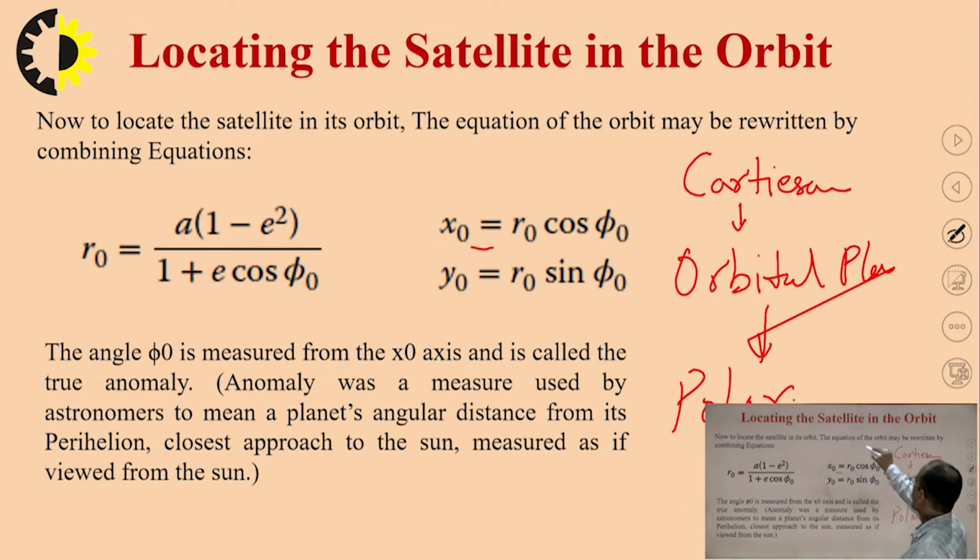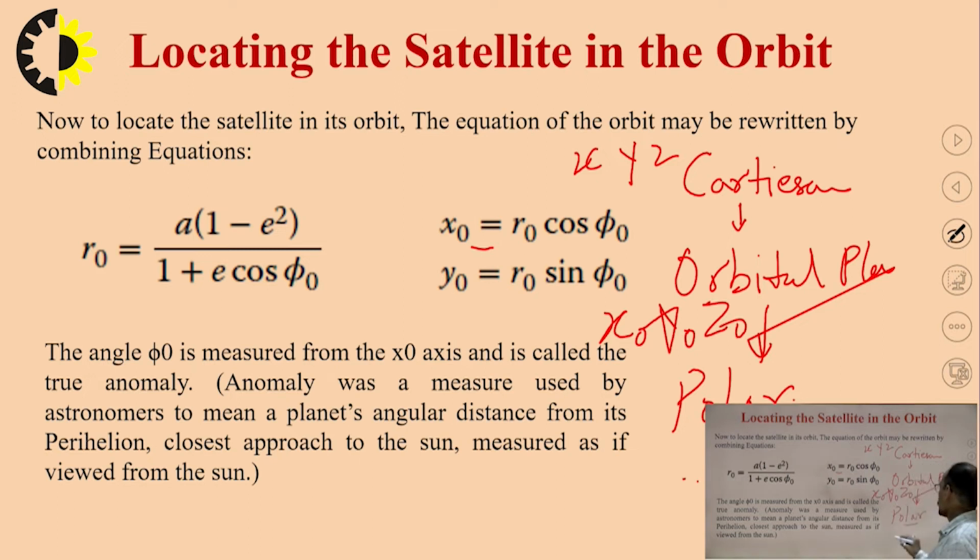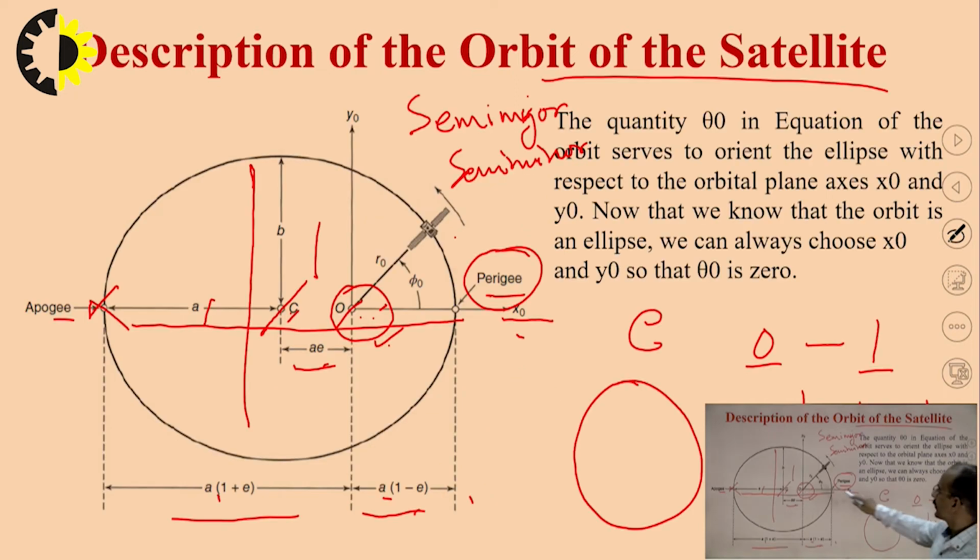Actually, in the coordinate system you have x, y, z. In the orbital system, x naught, y naught, z naught, and in the polar system you have r naught, phi naught and z naught. So these are the positions. By using this, r naught is equal to a(1 minus e squared) upon (1 plus e cos phi naught), where angle phi naught is measured from the x naught axis and is called the true anomaly. Here this is called true anomaly.